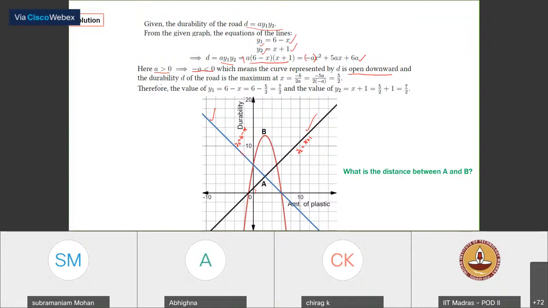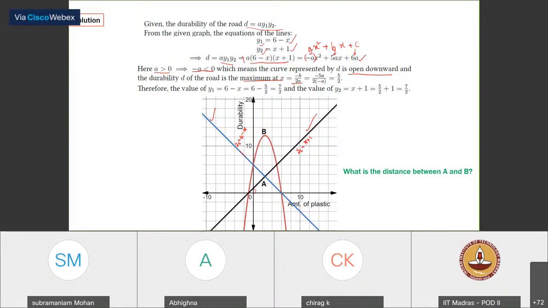The maximum value is obviously obtained at the vertex. Maximum value at the vertex means x equals minus b by 2a. This is a x square plus b x plus c. So c is equal to 6A, b is equal to 5A, and a is equal to minus A.